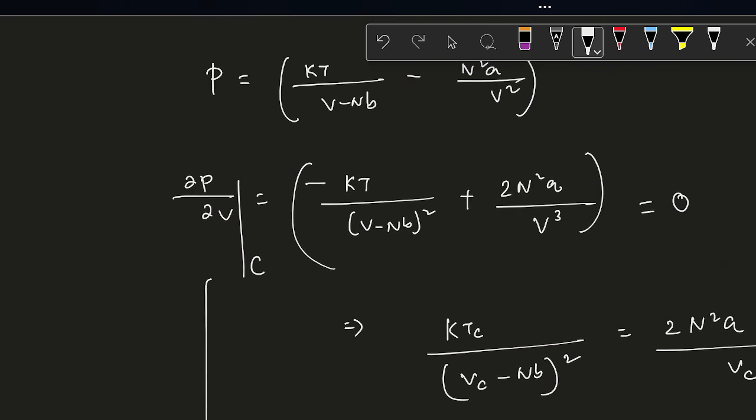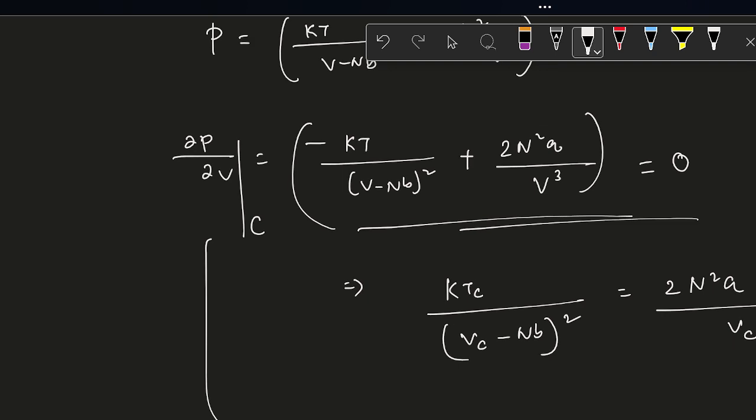And similarly, when you try to take the second derivative, del 2p by del v2, because we have already taken del p del v, you can take the derivative once more with respect to v. So this is plus 2 kt over v minus nb whole cube, minus 6 n squared a by v to the power 4.